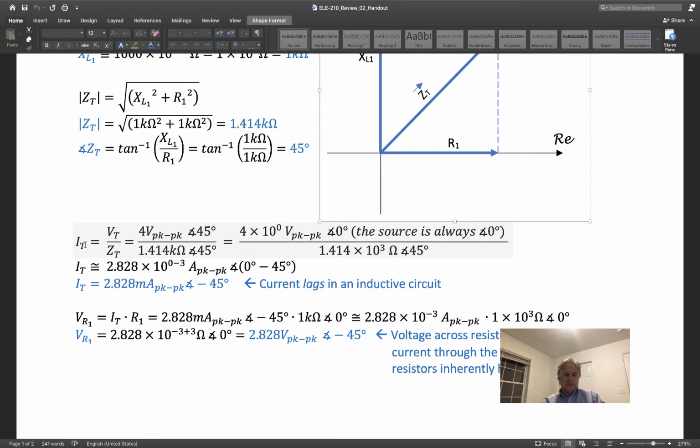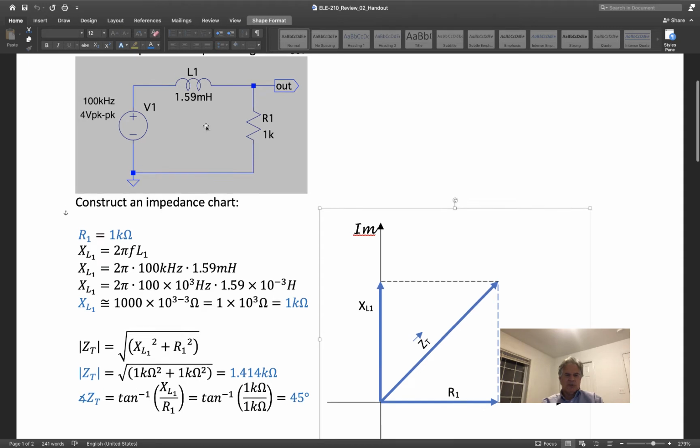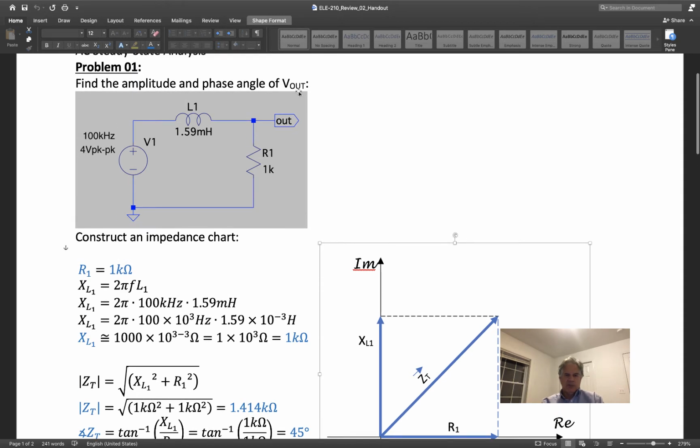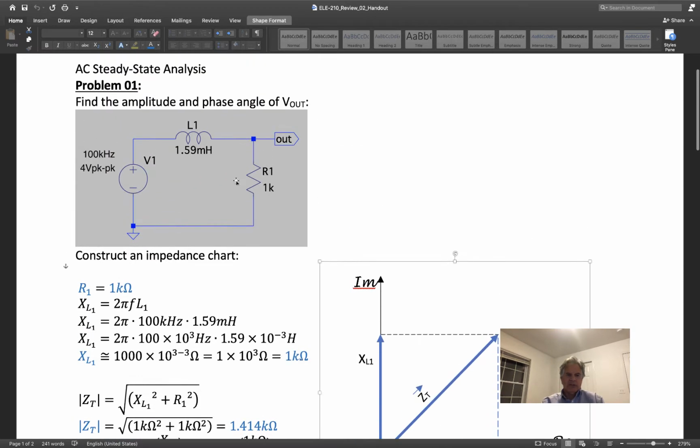So to get the current flowing through this series circuit, again, we're being asked to find the amplitude and phase angle of V out. Well, one of the ways to do that is to find this total series current here. This is a series circuit. Find this current, multiply it by that resistor. And we could take this current and multiply it by that inductor and find the voltage across that inductor. We just have to keep in mind that everything now is vectors. So we have magnitudes and angles.